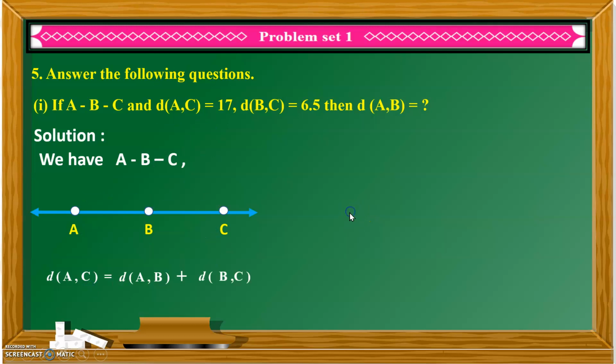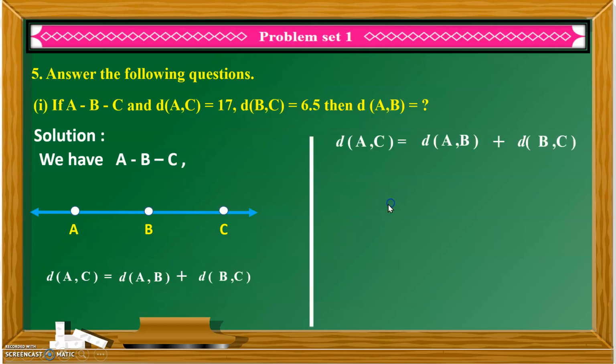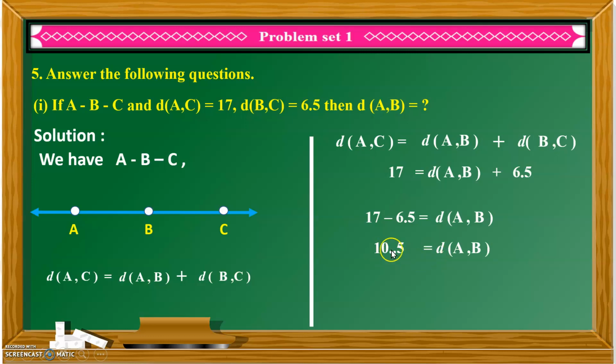This type of sums already done with you. So we take AC again and we are going to substitute here. 17 is equal to distance between AB plus this 6.5. So to solve this, 6.5 has to shift to the other side. So you will get 17 minus 6.5 is equal to distance between AB, which is equal to 10.5. It's 10.5, students. So distance between AB is equal to 10.5 units.